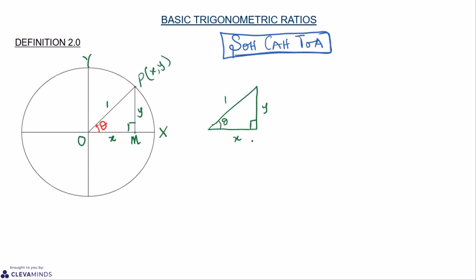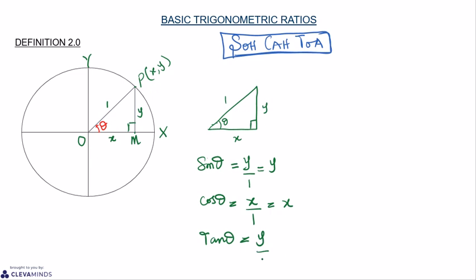Right? Good. So from here we can observe that if you are going to apply SOHCAHTOA, sine theta will give us opposite. Where's the opposite? That's y. That's y over 1, which is y. Then cos theta will give us x over 1, which is x. Then tan theta will give us opposite over adjacent, which is this. Can you see that? Opposite is y, adjacent is x. Good.